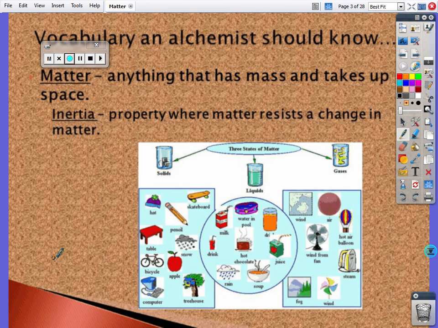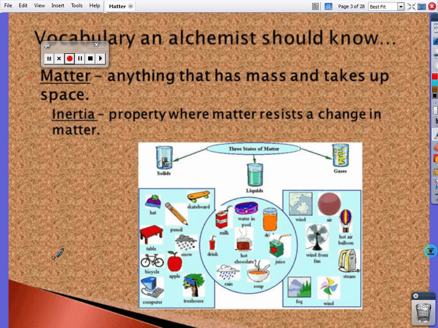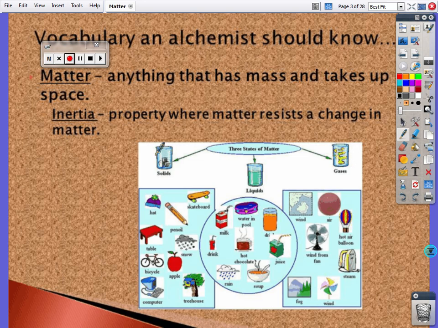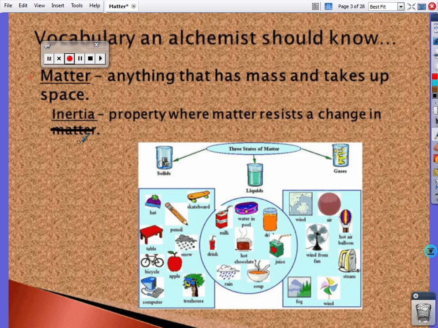Okay, so some of the vocabulary that an alchemist should know. Matter, it's anything that has mass and takes up space. Inertia, a property where matter resists the change in motion, it should say, not matter, a change in motion. In other words, when you're driving around in your car and the car has to come to a stop, because you're made of matter, you resist stopping, you keep going, and if you didn't have a seatbelt on, you would go out the window. Okay, so that's what inertia is. So you should pause right here and write those 2 things down and know what they are. Remember, though, that this word should say motion.